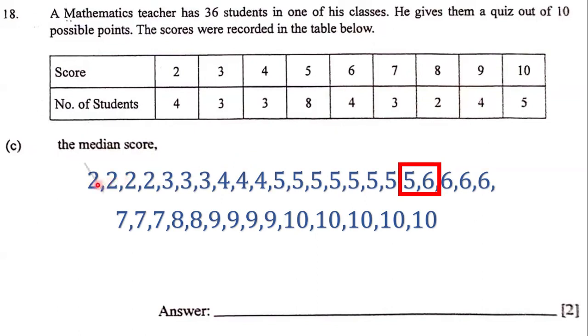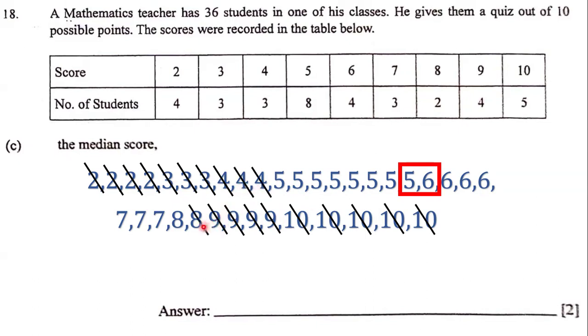Notice that this 2 goes with this 10. This 2 goes with this 10. This 3 goes with this 10. This 3 goes with this 9, so those 2 cancel. This 3 goes with this 9, so those 2 cancel. This 4 goes with this 9, so those 2 cancel. This 4 goes with this 9, so those 2 cancel. This 4 goes with this 8, so those 2 cancel.